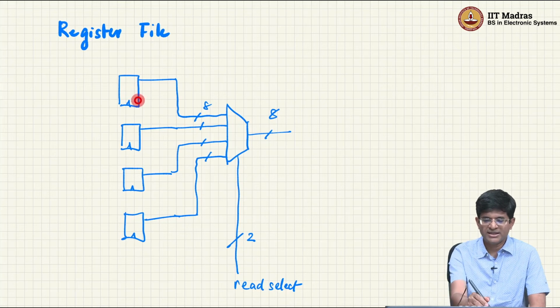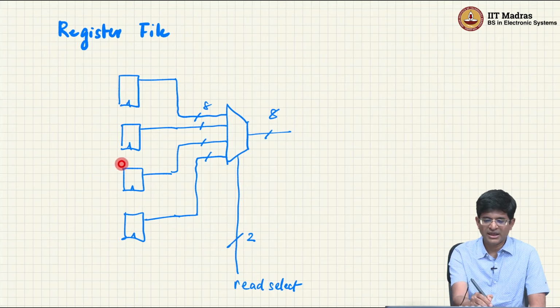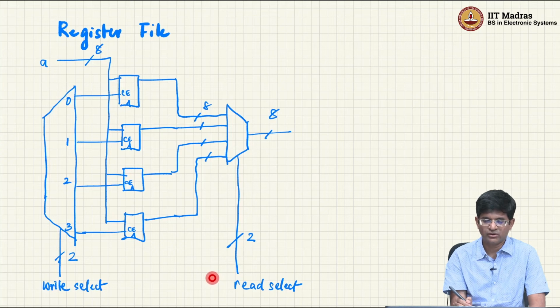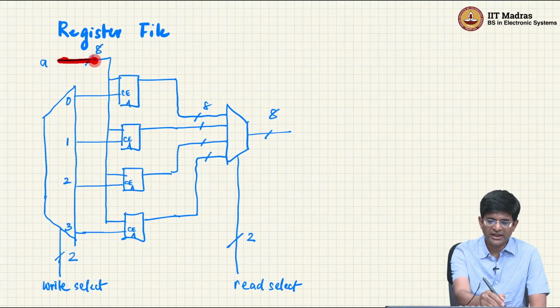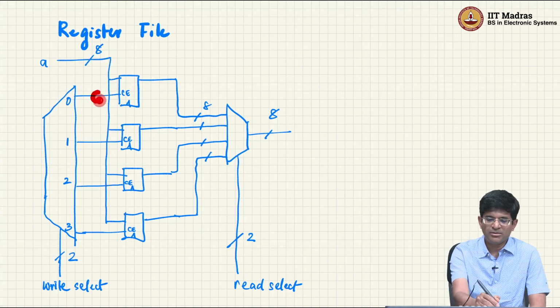Okay, so what it means is if I had values stored in these 4 registers, I could basically decide which one I am going to read over here. Now, can I also selectively update or change the values in these registers? Yes, the answer is fairly straightforward for that. All I need is, take this input A and connect it to all 4 of them simultaneously, but enable only one of them.